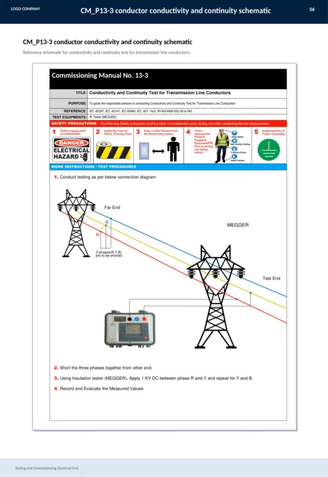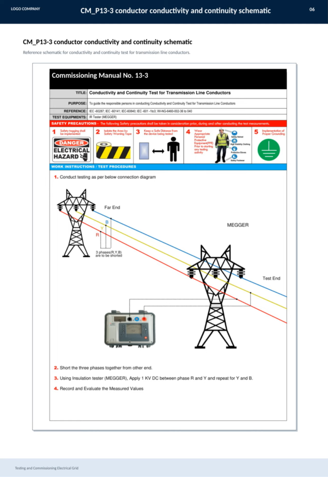Here we have the CM_P13-3 conductor conductivity and continuity schematic, which is a crucial reference for testing and commissioning electrical grids. This schematic provides detailed guidance on how to perform conductivity and continuity tests on transmission line conductors. Ensuring proper conductivity and continuity is vital for the reliable operation of the transmission lines, as it confirms that the conductors are intact and functioning as intended.